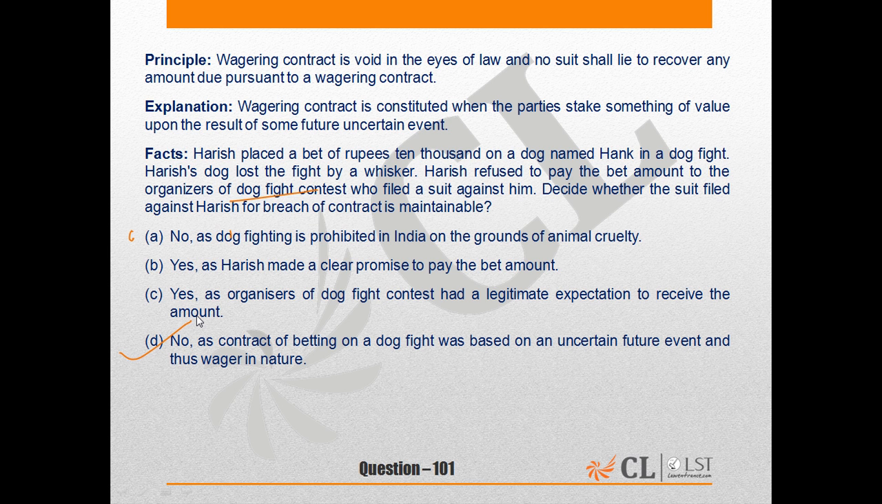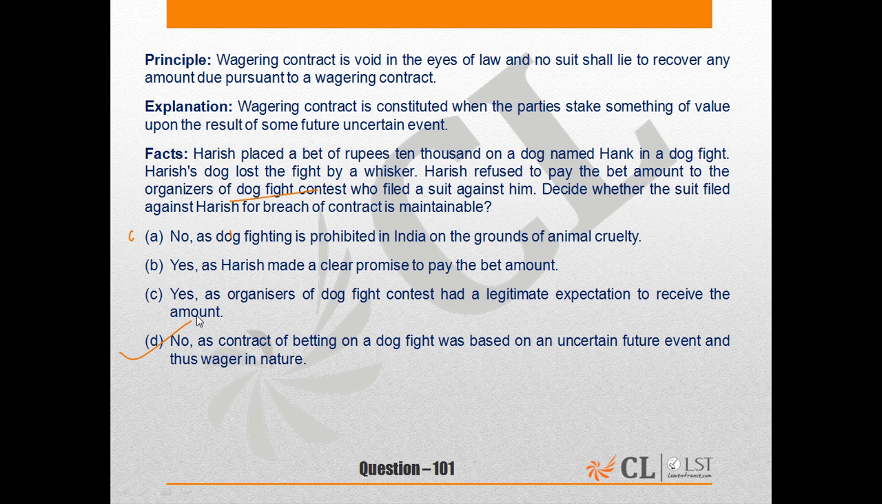D. No, as the contract of betting on a dog was based on an uncertain future event and thus wager in nature. Because wager is not allowed, therefore, even such games would not be permitted.